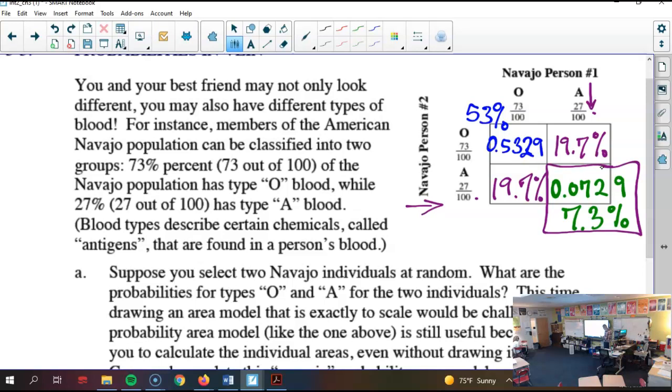No, 0.073. I'm still lost. Well, it would. Wait, what? I'm giving you time to try to get unlost. I've been lost the whole time. The thing is 0.27 squared. Wait, why are we trying to calculate the thing of the box?